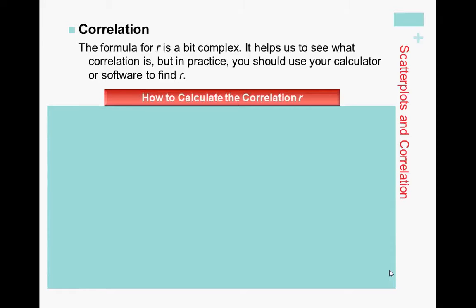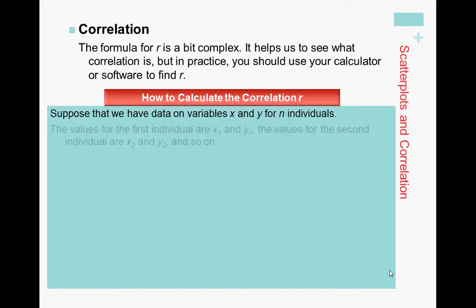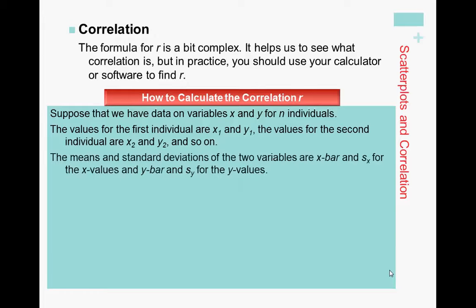So suppose that we have data on variables x and y for n individuals. The values for the first individual are x1 and y1, and the values for the second individual are x2 and y2, and so on. So the means and the standard deviations for the two variables are x bar and sx for the x values, and y bar and sy for the y values. The correlation r between x and y is, you ready?